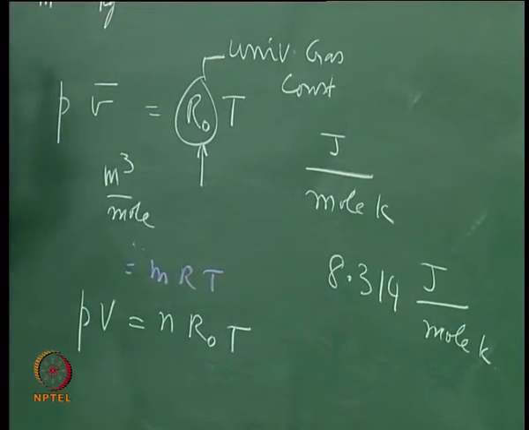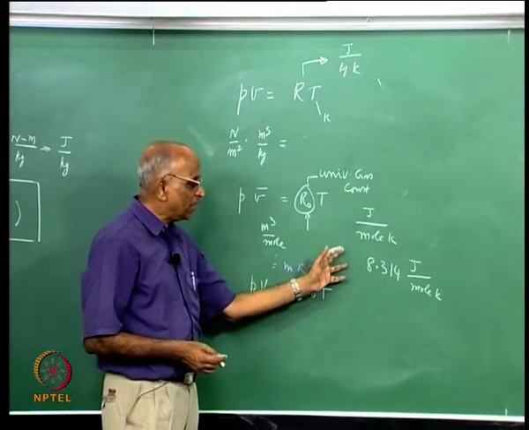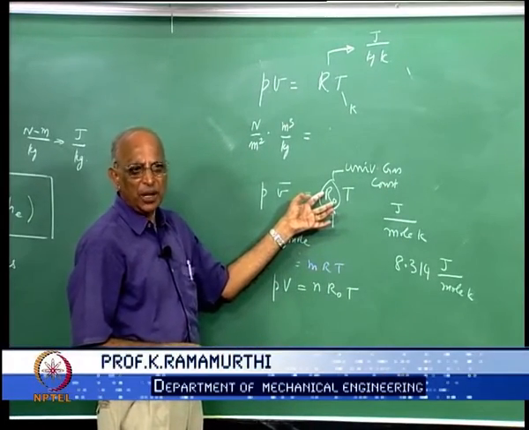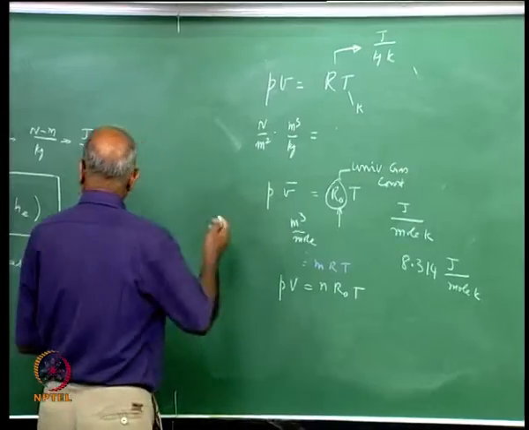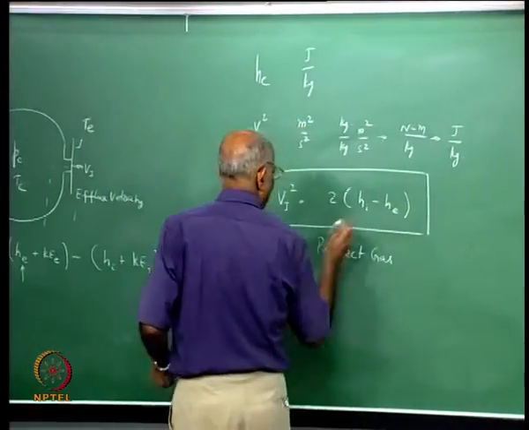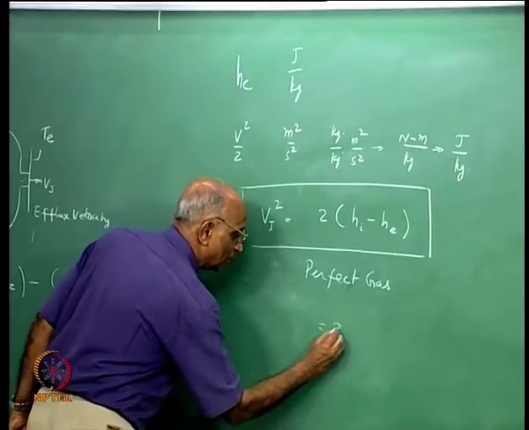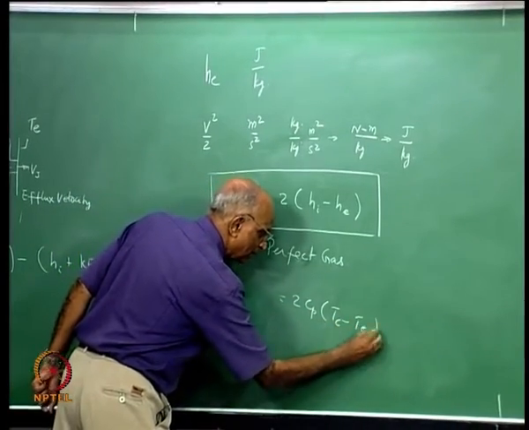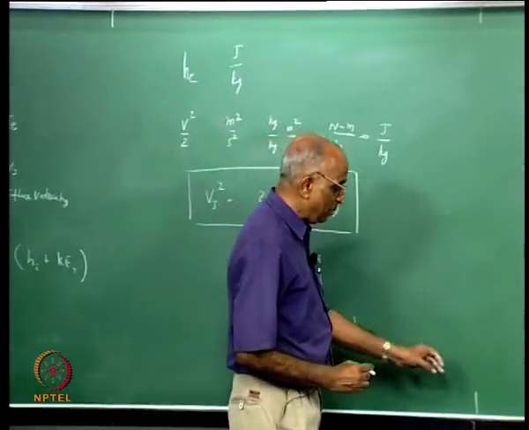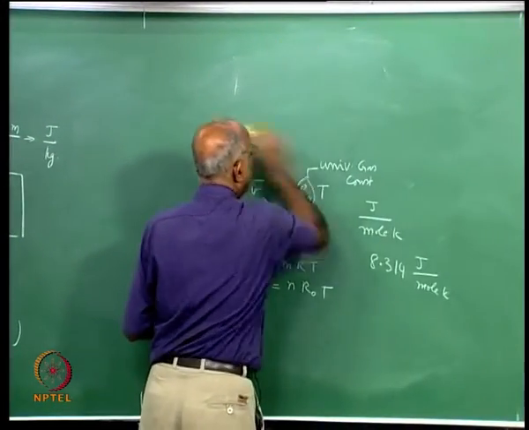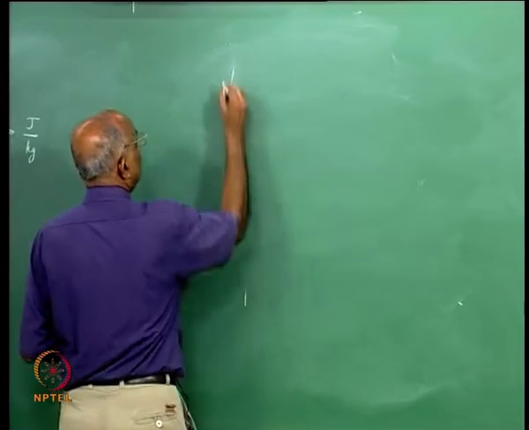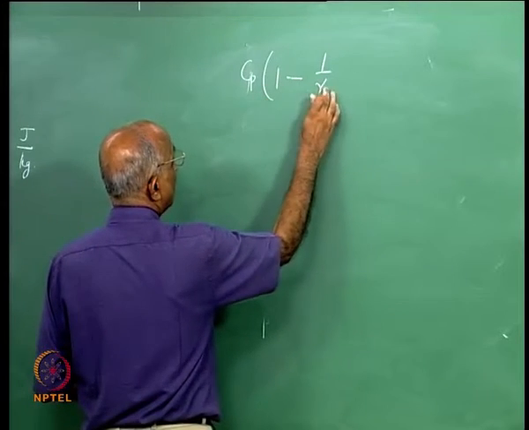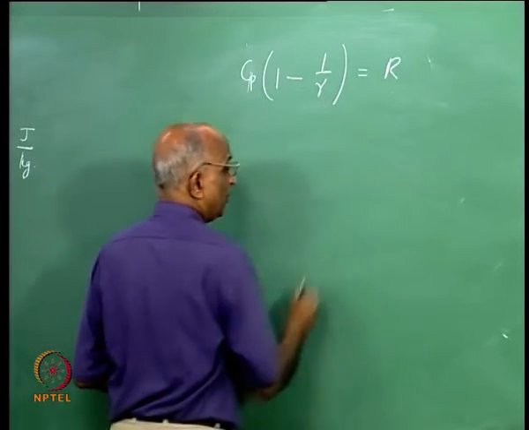Therefore, we just refreshed ourselves a little bit about thermodynamics. We are talking in terms of a perfect gas for which Cv and Cp are constants. We also learned to distinguish between R and R naught, which is very essential. Now I can go back to the earlier equation, which we had as equal to 2 Cp (Tc minus Te), and we said that Cp minus Cv is R, and Cp by Cv is gamma. Therefore, I could write that same equation as Cp into (1 minus Cv by Cp), which is Cp (1 minus 1/gamma), equal to the specific gas constant R.